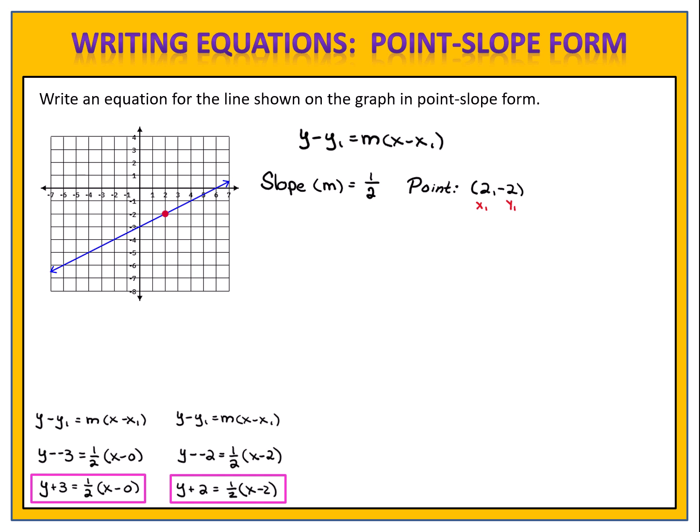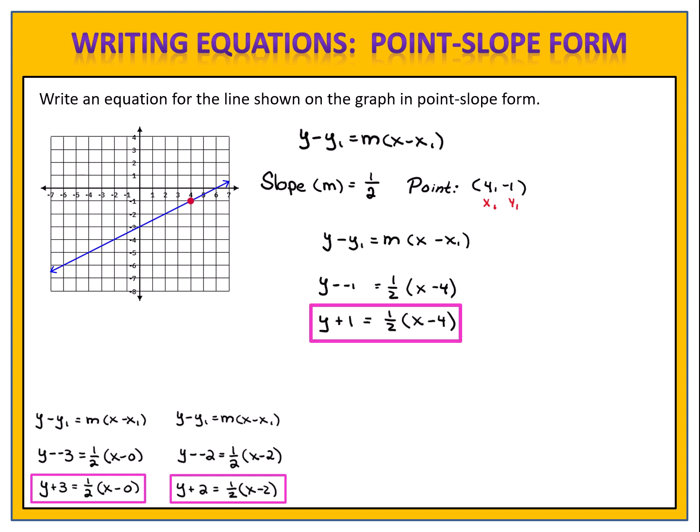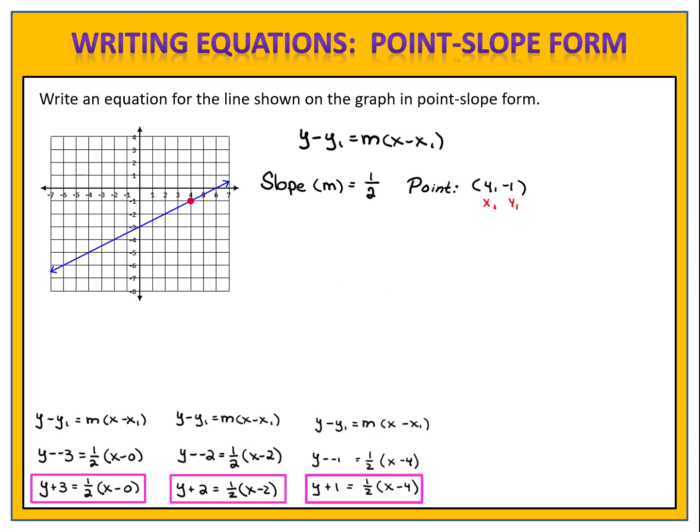Let's suppose we chose a different point yet. How about the point (4, -1)? 4 would be x1, and -1 would be y1. We use our formula and substitute the values in. y minus y1, which is y minus negative 1, equals m, 1/2, times x minus x1, which is x minus 4. We simplify the left-hand side where we see the double negative, y plus 1 equals 1/2 times x minus 4. We have yet another equation that represents the same line.